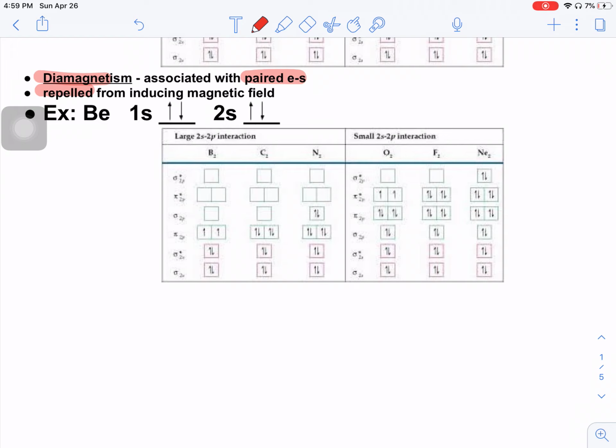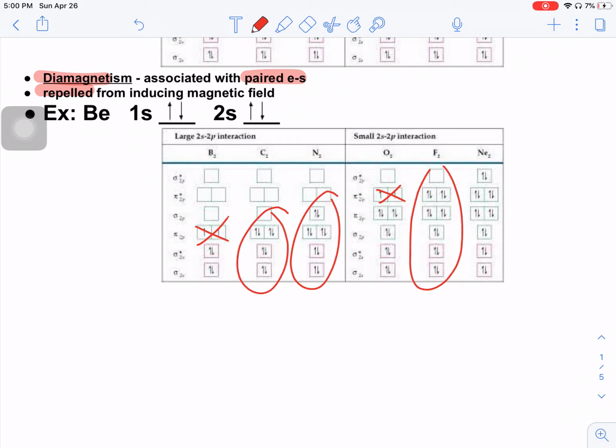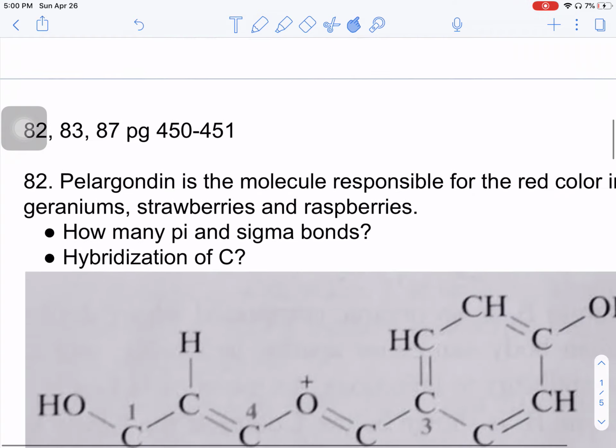So if we dig in a little bit, boron's out and oxygen's out, but take a look at carbon and nitrogen and fluorine and neon. All of their electrons are paired up. So these four substances would be diamagnetic. These four substances would be repelled from a magnetic field.